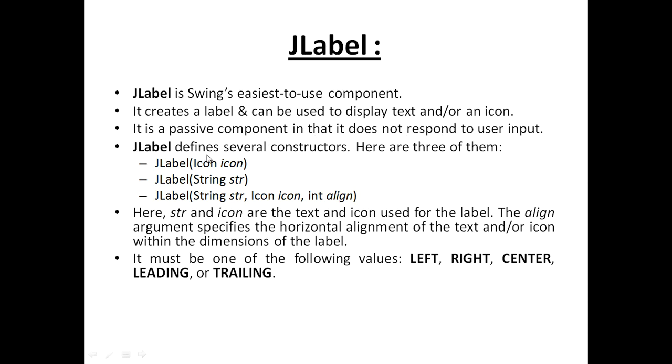So this JLabel defines several constructors. First one is you can pass the icon, or you can pass the message, or both, along with the alignment. Here str and icon are the text and icon used for the label. The alignment argument specifies the horizontal alignment of the text and icon within the dimensions of the label. Then the value for this alignment should be either left, right, center, leading or trailing.